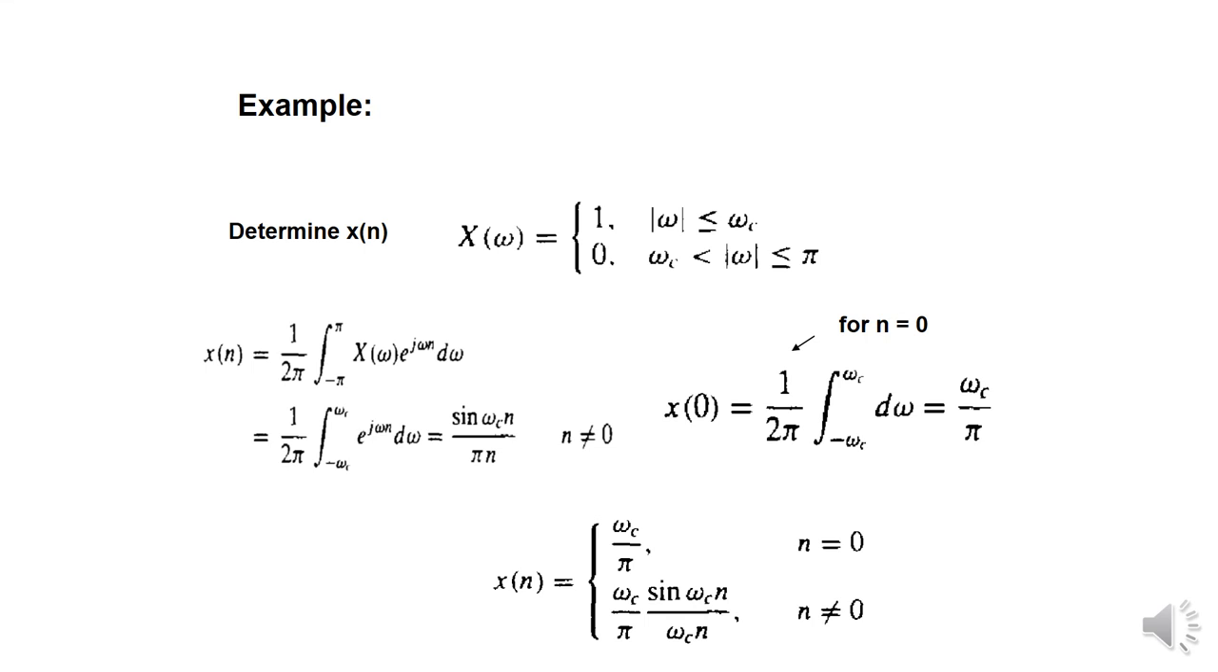So when you integrate this, you will get e^(jωn) divided by jn, right? And then after applying the limits and simplifying, you will get sin(ωc n) over πn, right? So actually what you are getting in here is a sinc function, right? So as an example, if you substitute n = 0, what you are getting is sin(ωc n) over πn, right?